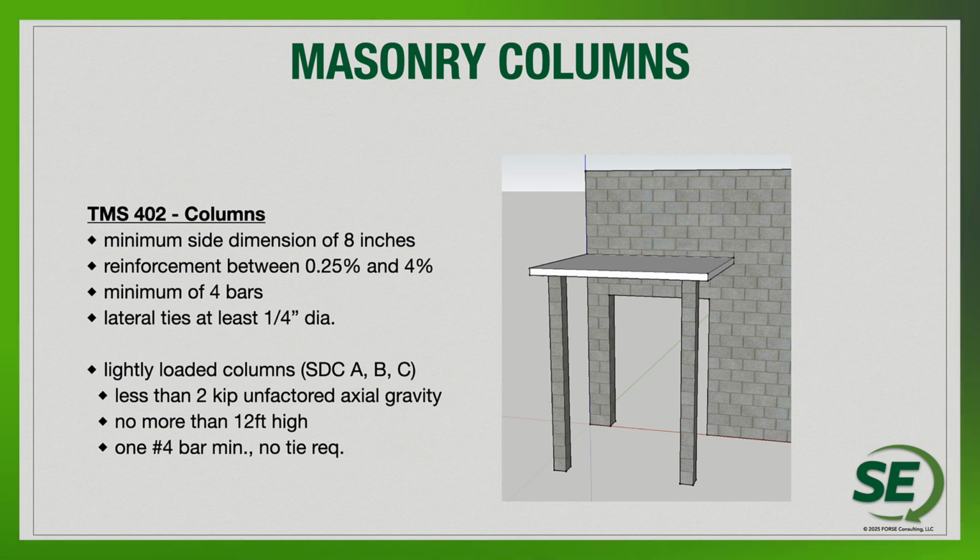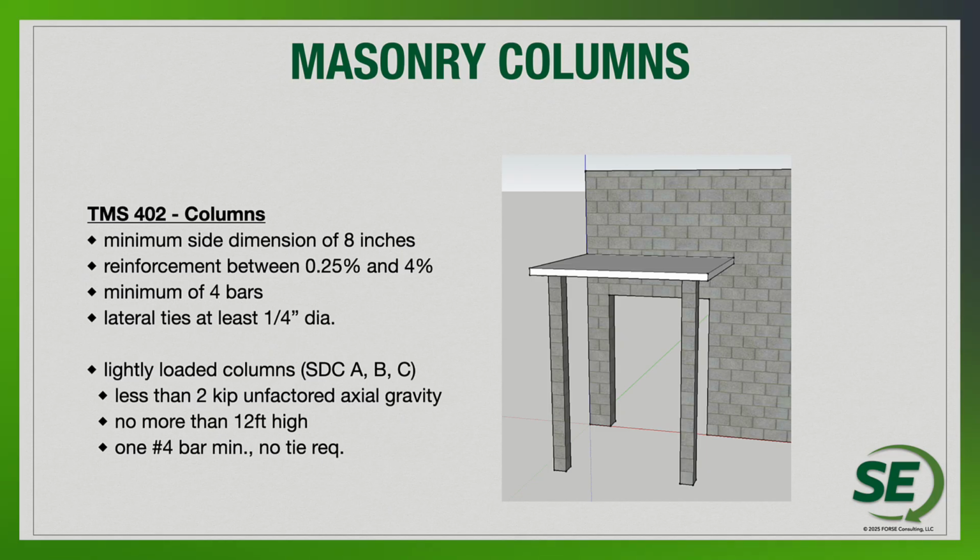But the other thing about columns is there are lightly loaded column provisions since the 2013 code for seismic design categories A, B, and C: less than a 2,000 pound axial gravity force, no more than 12 feet high. So in that situation, we can just use one number 4 bar in those small column elements.